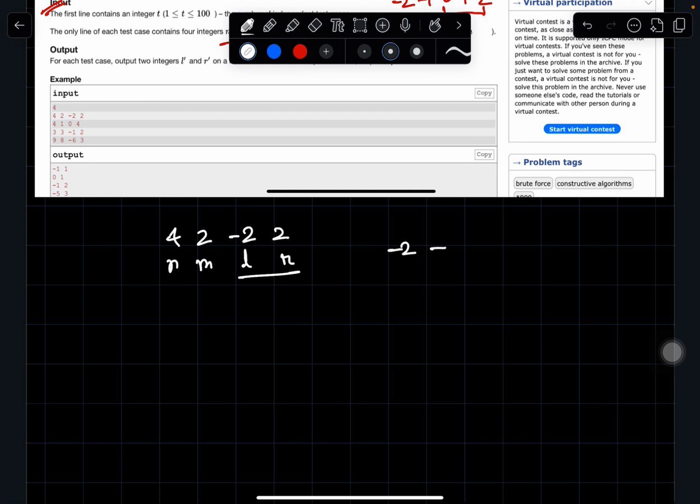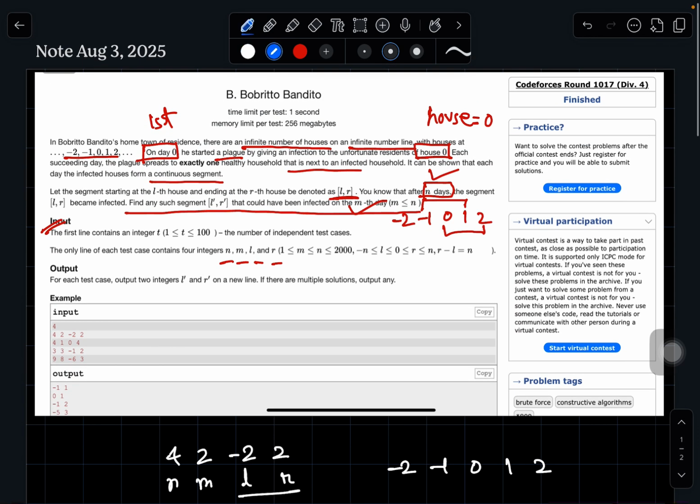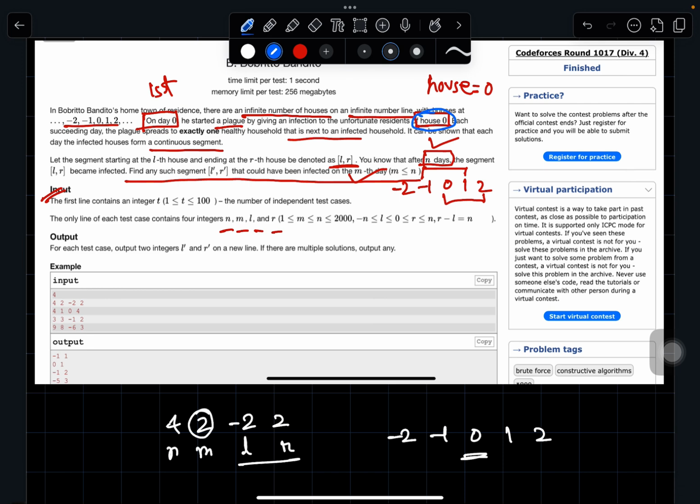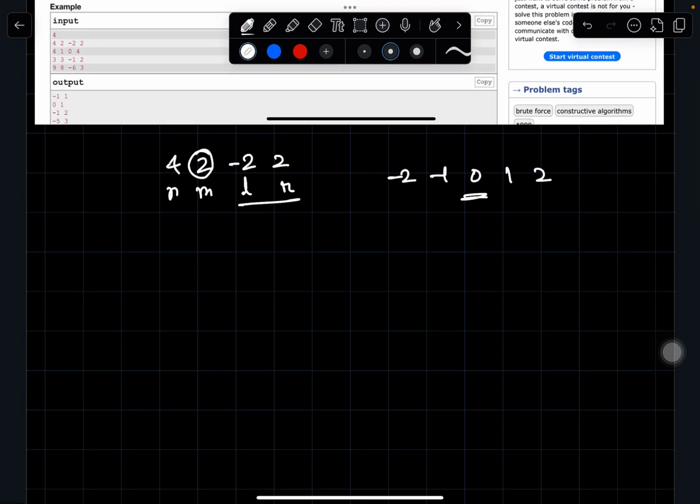If I write it here, -2, -1, 0, 1 and 2, and what is the starting point? I already said that house 0 is the starting point. So this one is the starting point here. And how many days are available in my case? There are a total of 2 days available. I can go to the right or left side, whatever I want. But the plague can infect only one house each day. It is already written in the question that the plague spreads to exactly one healthy household. So I can move from 0 to 1. So I infected the first house on day 1. So m becomes 2 minus 1. I have 1 day left.